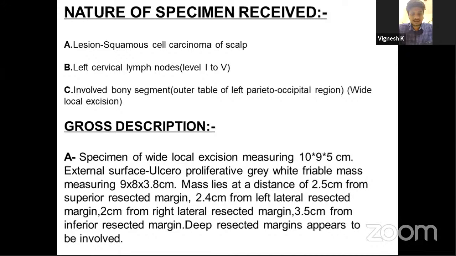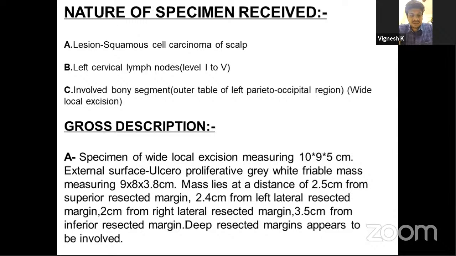The nature of the specimen which was received: we took 3 specimens. Lesion A, it was the squamous cell carcinoma of the scalp. B, the left cervical lymph node levels from level 1 to level 5. And the C specimen is the involved bony segment, that is the outer table of the left perioccipital region.